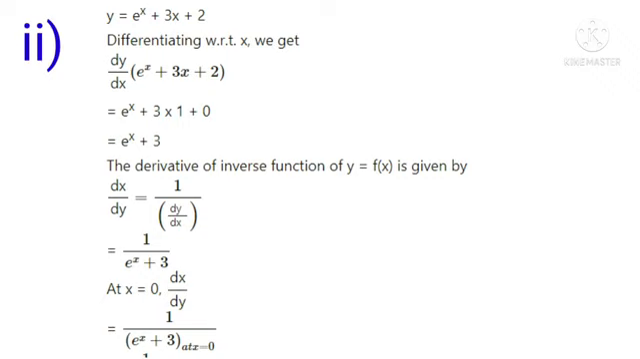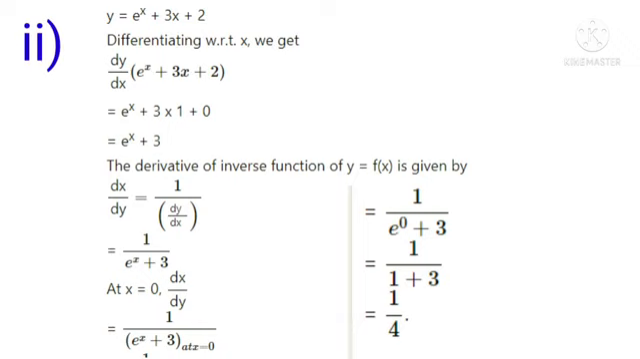But we want the derivative of this function at x is equal to 0. So we put the value of x as 0. So we get dx by dy at x is equal to 0: 1 upon e raised to 0 plus 3. e raised to 0 is 1. You know the indices rule: any number raised to 0 is 1. So e raised to 0 is 1, then 1 plus 3. So the final answer is 1 upon 4. Okay, understand?